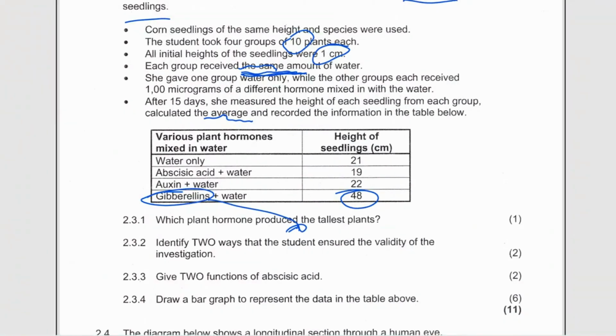So that's the answer there. Name 2 ways in which students ensured validity of the experiment. It's the same thing we are talking about. There are a lot, né? But you can look at each group received the same amount of water, and the initial height of all the plants was 1 centimeter. They took 4 groups, but each group has the same number of plants. So all those are validity.